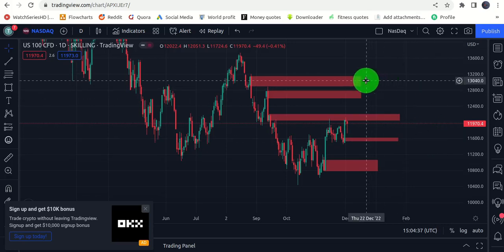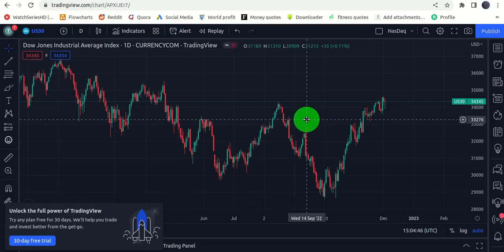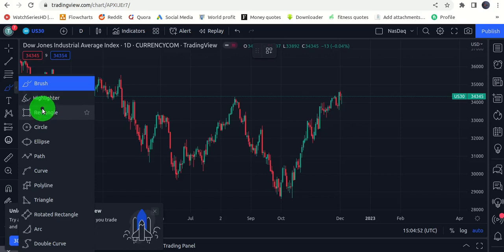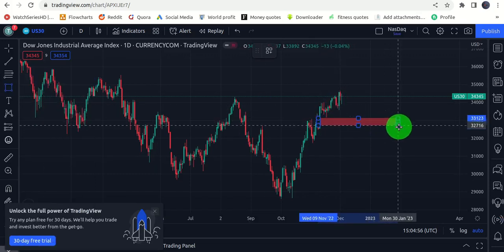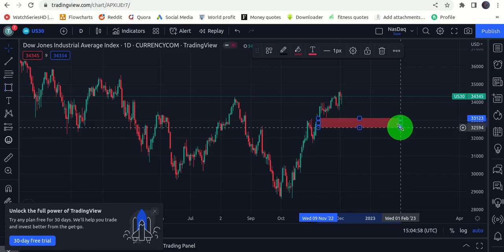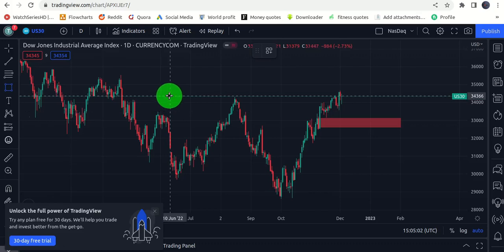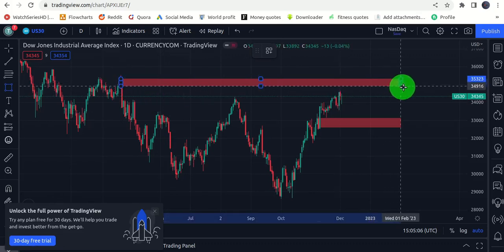So that's it about the order block. So let's just analyze the market for this coming week. For Nasdaq, I think we are covered. USDT, like I said, high pressure candles. And you can do this on any time frame. I just like to draw mine on the daily time frame.